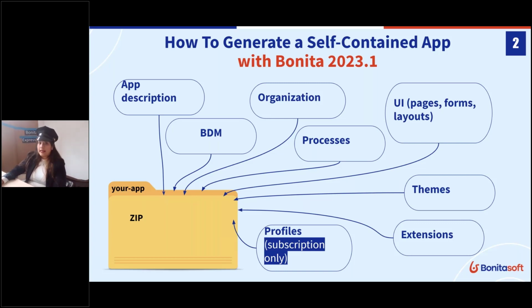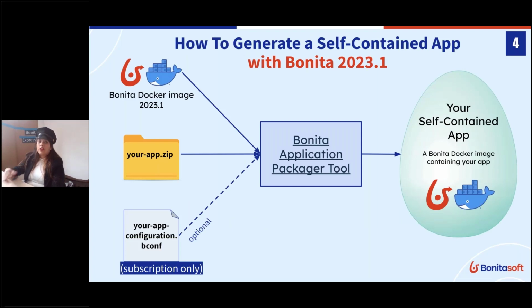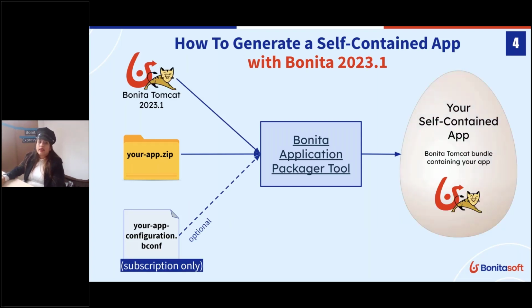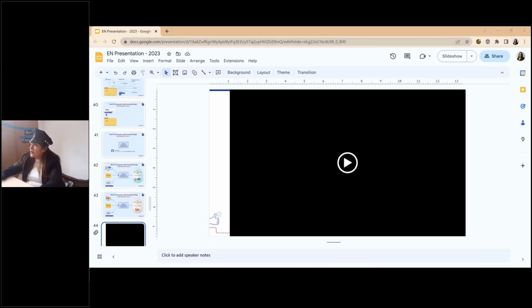But once you have this zip, whether you built your application with community or enterprise edition, you will be able, as I said, to download the application packager tool on GitHub. And then you can also download the Docker image or the Tomcat and give it as input to your application packager tool, and it will produce your self-contained app. Let me just show you what it looks like.